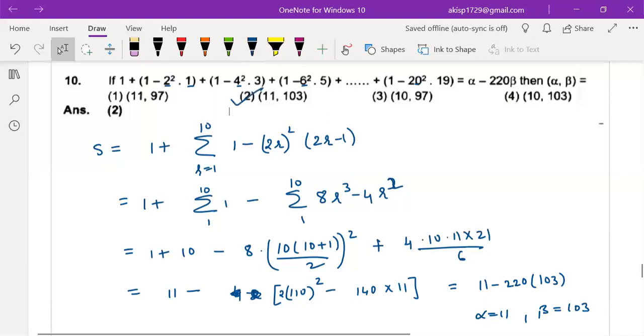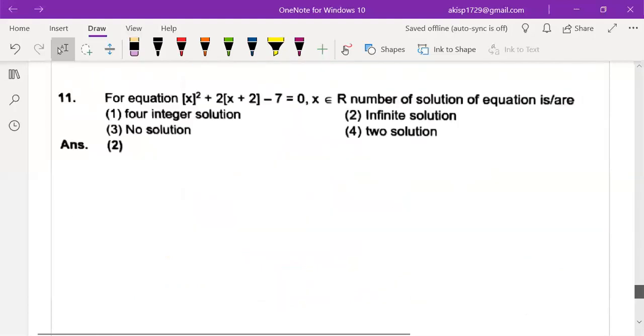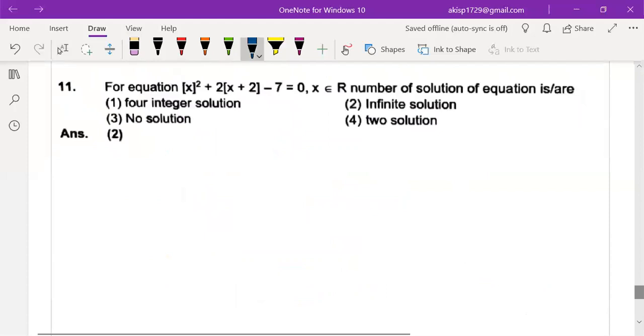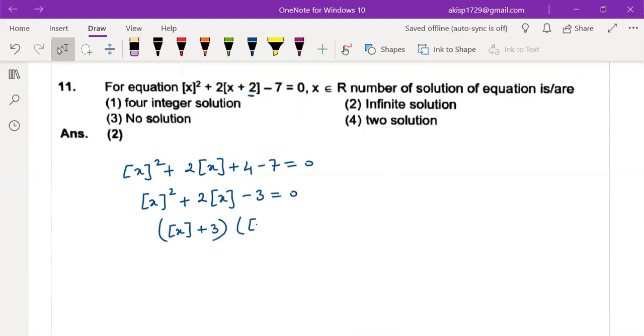Okay, let us look at another problem. We want to find the number of solutions of this. You can see that x is just any real number. So this is greatest integer of x square plus 2 times greatest integer of x. Because this 2 is an integer, I can take it outside. So plus 4 minus 7 equal to 0. So this is just like greatest integer of x square plus 2 times greatest integer of x minus 3 equal to 0. This is like a quadratic in greatest integer of x, or you can see that it is (greatest integer of x plus 3) into (greatest integer of x minus 1) is equal to 0.